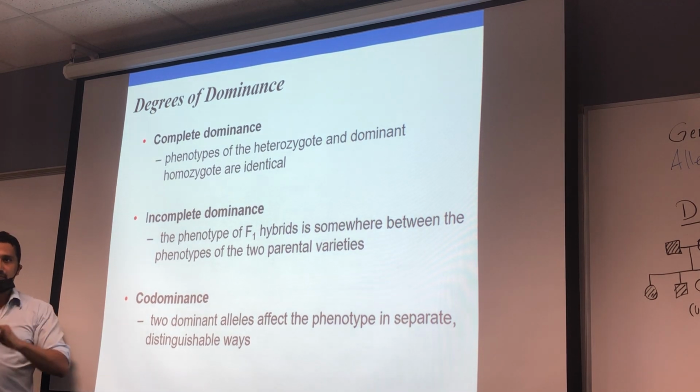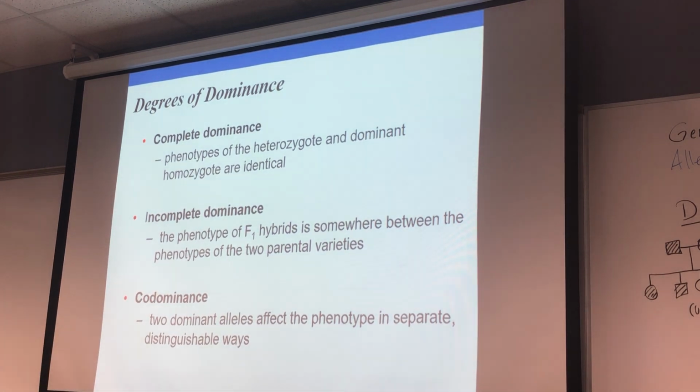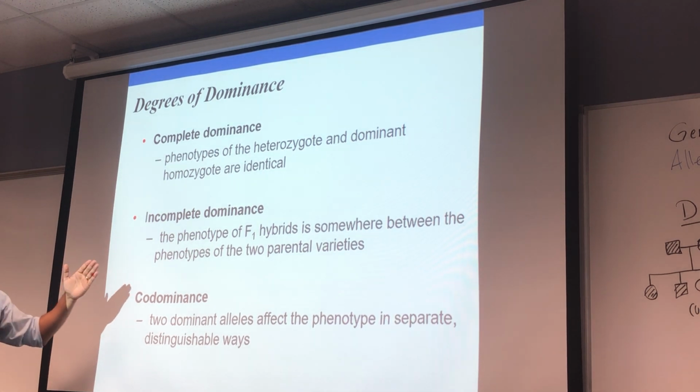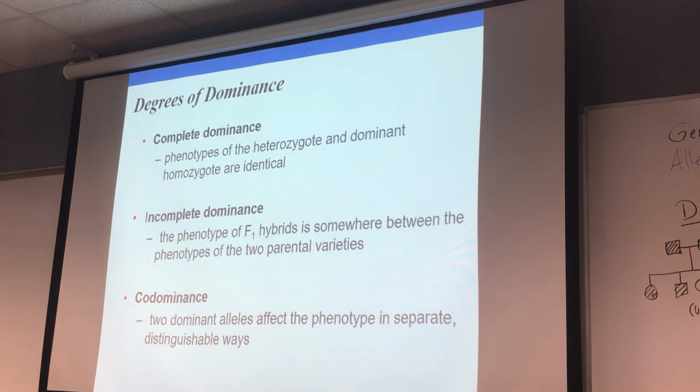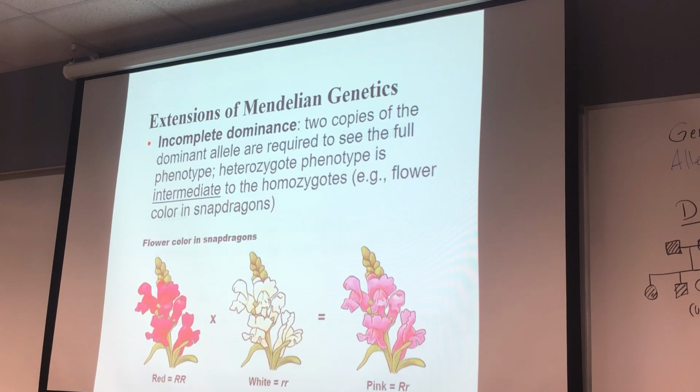Codominance is whenever it's neither dominant nor recessive, but rather both are going to be expressed. So those two dominant alleles will affect the phenotype in separate, distinguishable ways. Both will be co-expressed, hence codominance.